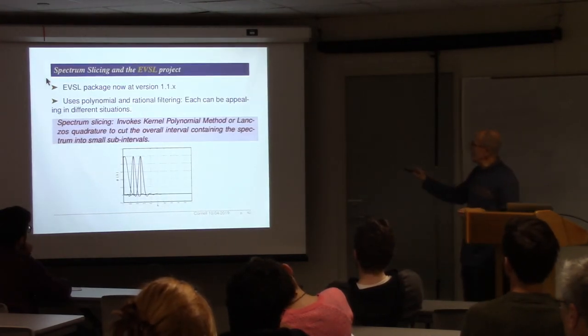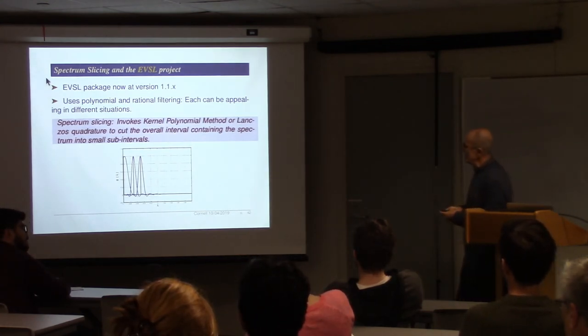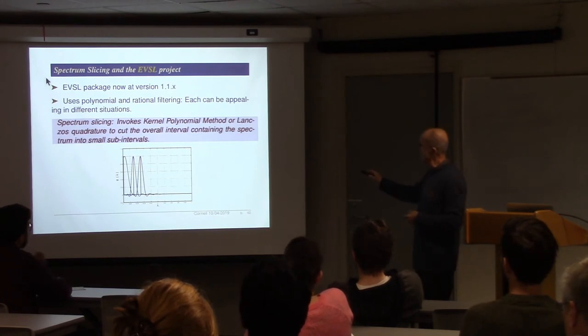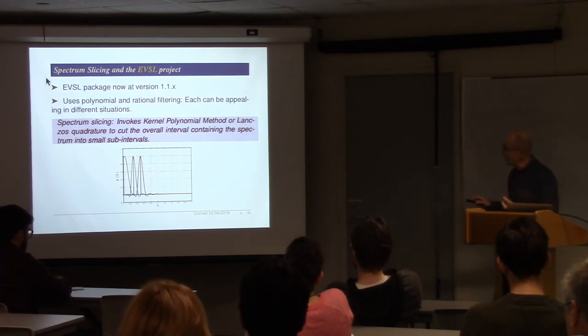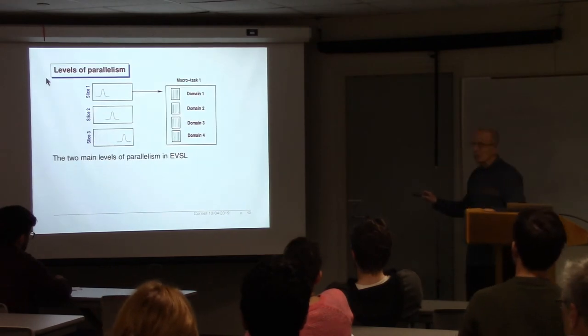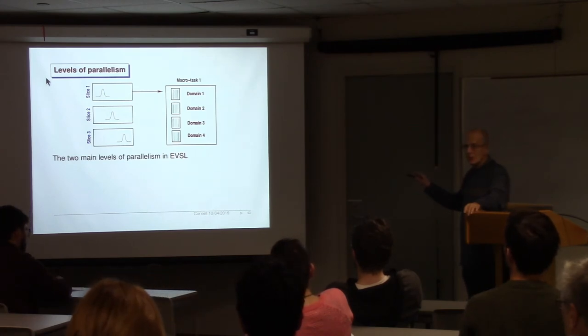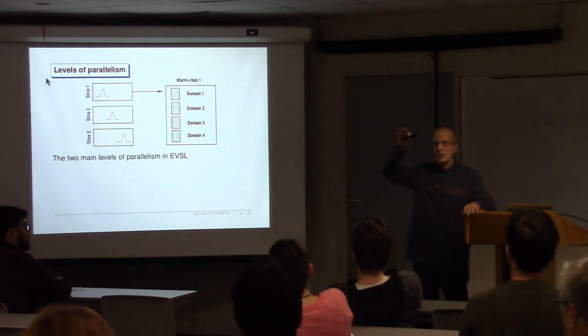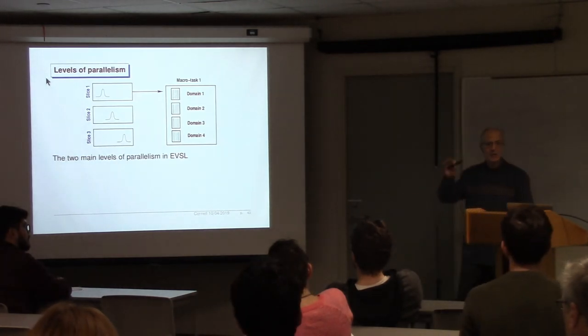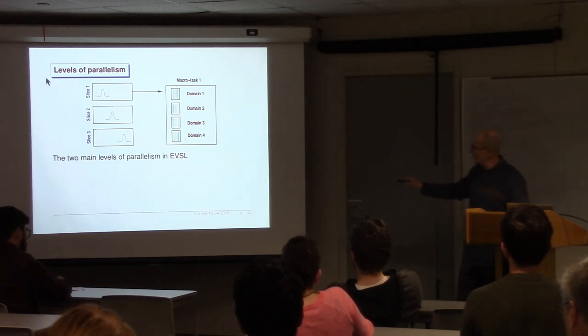So now I'll tell you a little bit about this code, EVSL. This is simply the code that has spectrum slicing. It uses polynomial filtering, and it also uses rational filtering. So we have 2 levels of parallelism in the code. We have the level that comes from the slices, and we also have domain decomposition, because when we have matrix vector products with the matrix itself, those are done by cutting the domain in pieces. So there are 2 levels of parallelism.